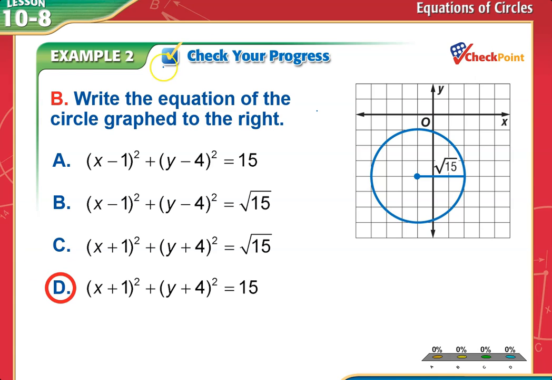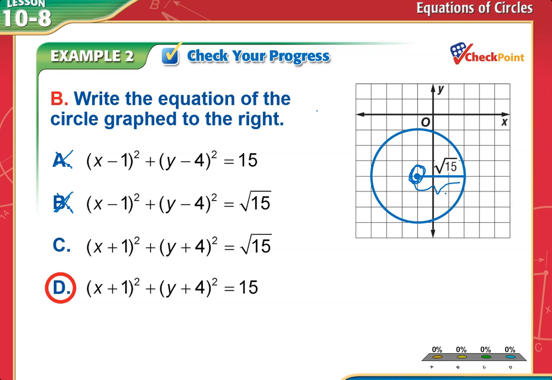If you notice that both the x and the y are negative at this center, so both of the insides of my parentheses should be positive. That helps me eliminate A, and helps me eliminate B. And we're also supposed to square the radius.